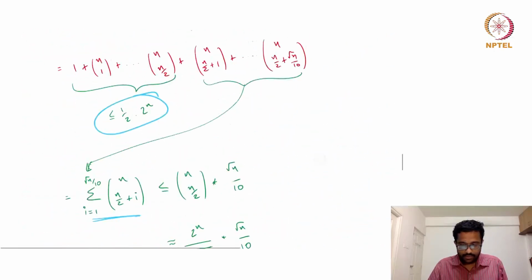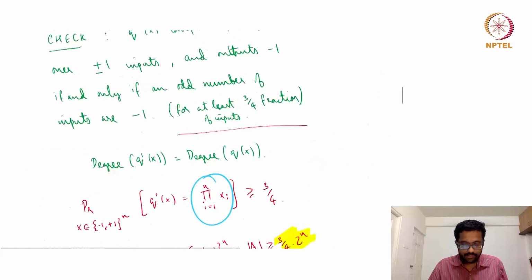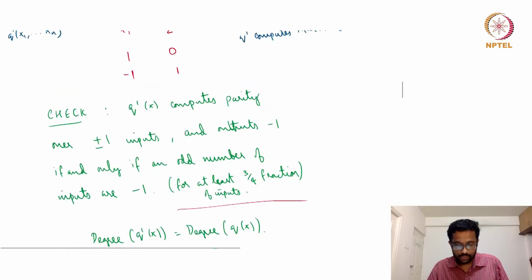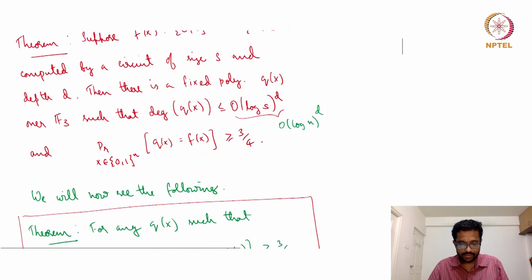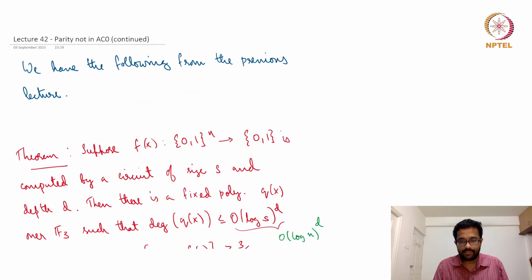So I think I'll conclude here. I have already given a good enough overview of this proof, of what we did in the previous lecture and what we did in this lecture. So I'll skip doing another summary.